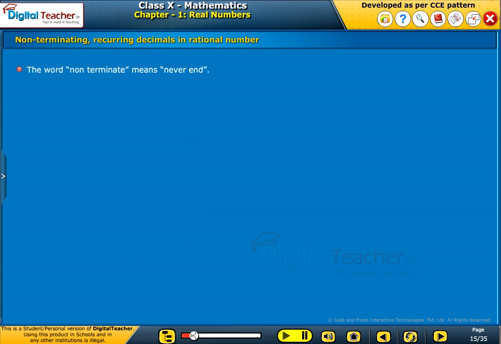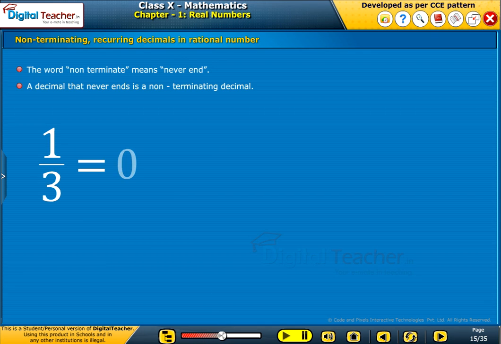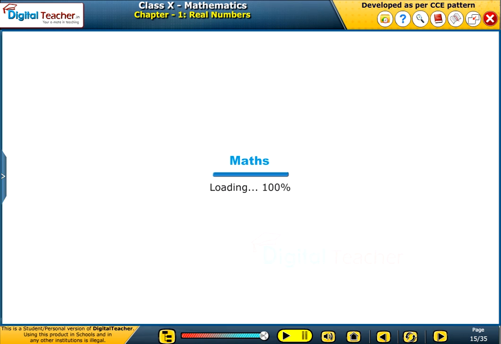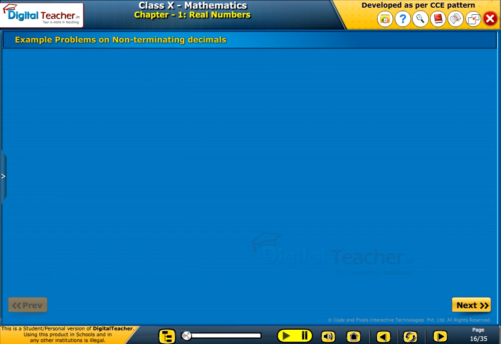The word non-terminate means never end. A decimal that never ends is a non-terminating decimal. Let us solve a few example problems on non-terminating decimals. For example, let us consider the decimal conversion of 1 by 7, which is a non-terminating and recurring decimal.